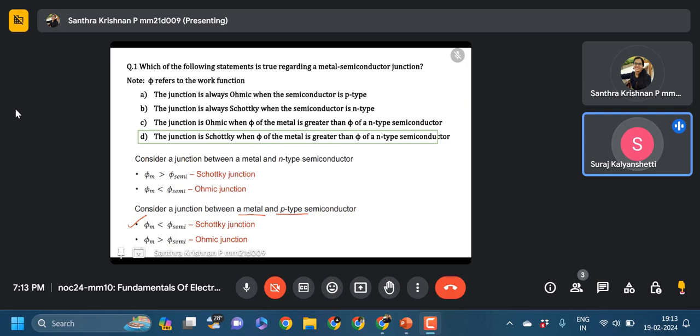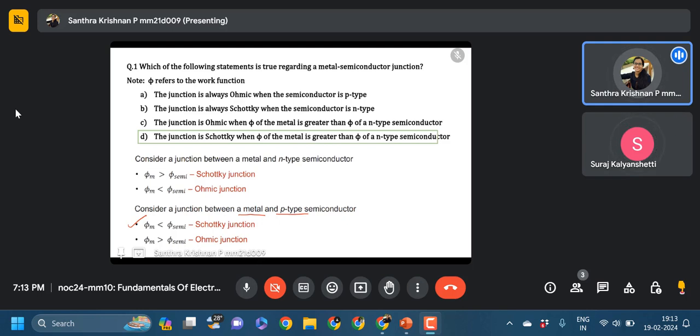I was thinking Schottky is only when... So in case of N type, what happens now is the other way around, right? Yes, phi m is greater. So electrons move from the semiconductor to the metal. Correct. Okay, got it.